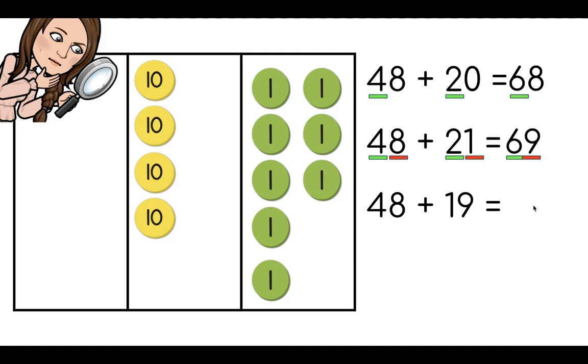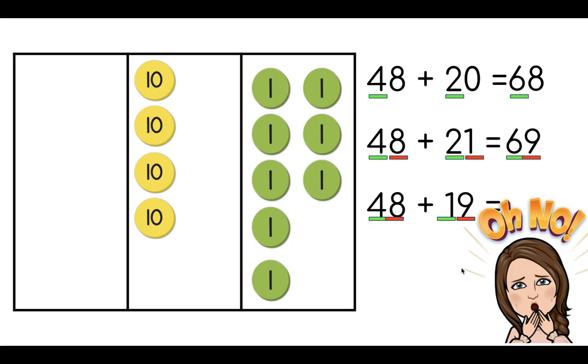Reset to 48. This time I'm going to add 19. Again, we can look at our tens place value spot. I have 4 groups of 10 and I'm going to add 1 more group of 10. That's going to give me 5 tens. I get that. I can handle that. Let's look at our ones. I have 8 ones here and I'm going to add 9 ones. 8 plus 9 is... Oh no. I thought I was doing so well, but this looks like it's going to be a little more challenging than I thought.